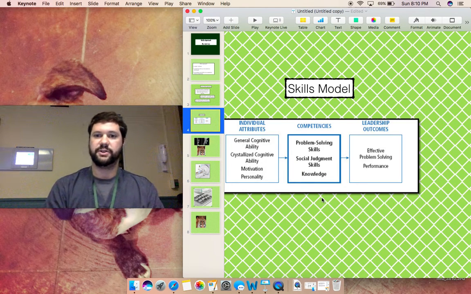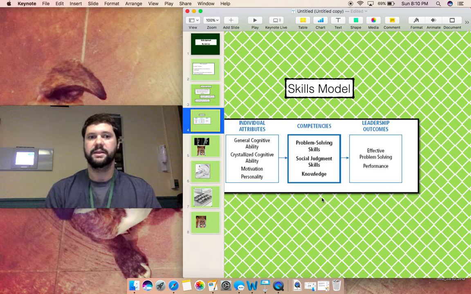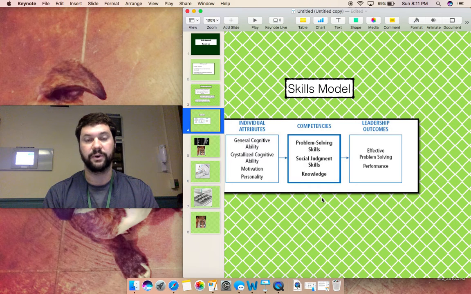So then next we got social judgment skills. And once again, in healthcare, this is pretty big. If you're not good at this, then you're not going to make it very far, because if you're hands-on with patients like I am, we have to be able to communicate with the patient's family, with the ordering physician, with the radiologist.